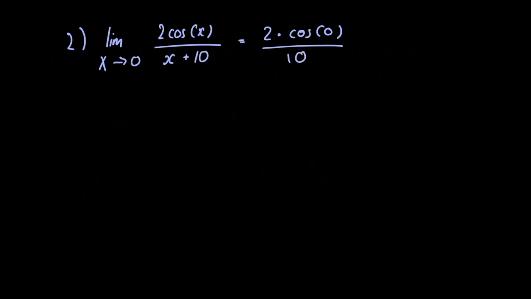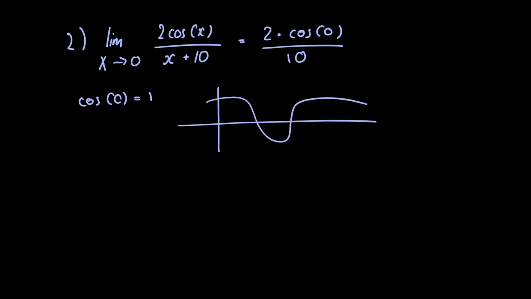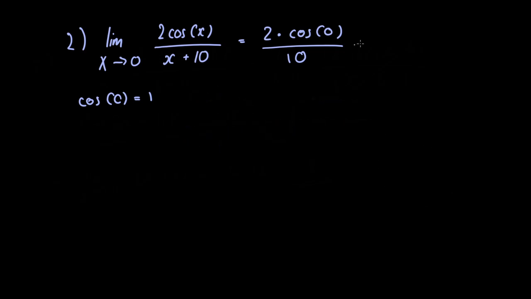Now, cosine of 0 is equal to 1, as this is kind of representative of what the graph of cosine looks like. So we have negative 1 here, and right here we have 1. So this is x equals 0. So when x is equal to 0, y is equal to 1. So we just have 2 over 10, which is equal to 1 over 5.